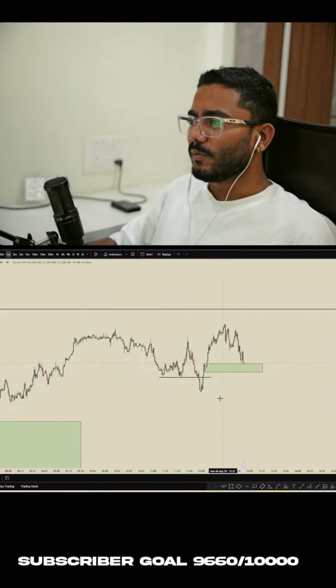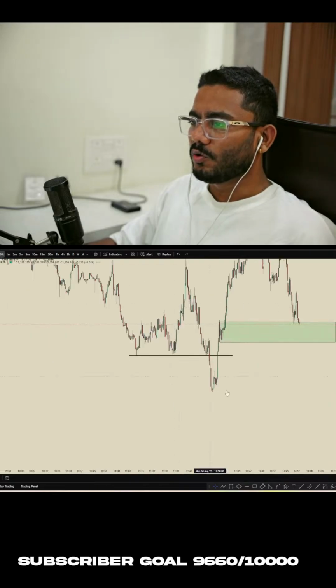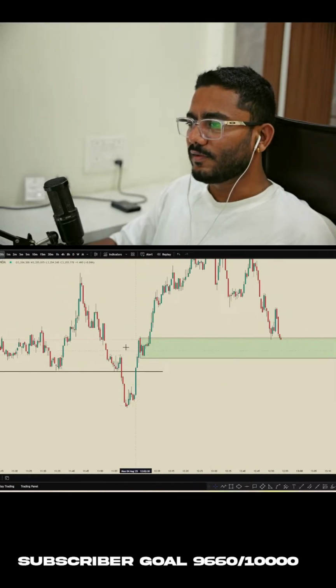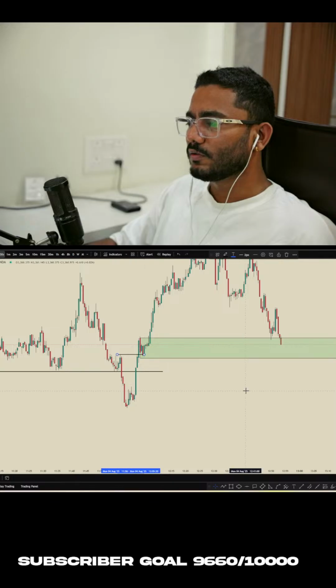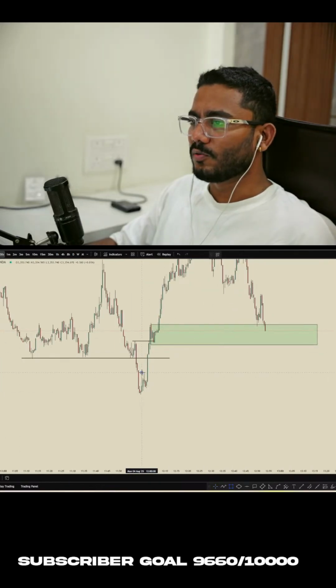So this is the liquidity sweep. This is the order block. If you go to lower time frame, price has rejected. Like this is the structure mitigation, and it should continue from this area, or we have another order block which is below this.